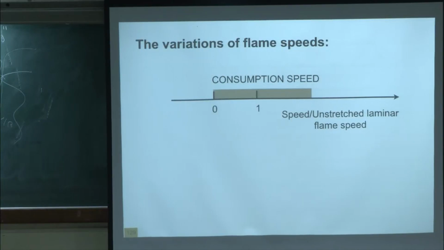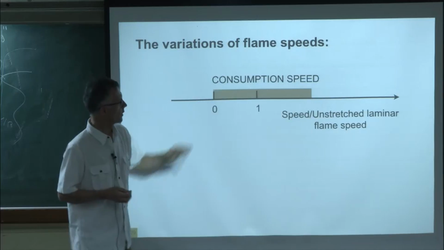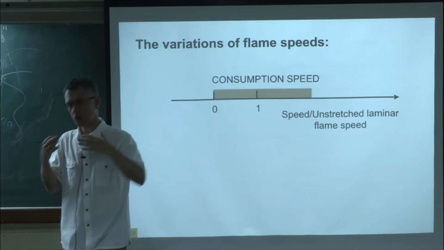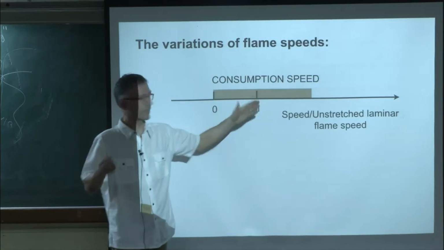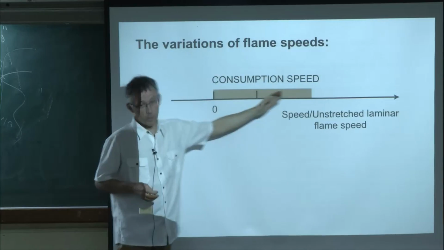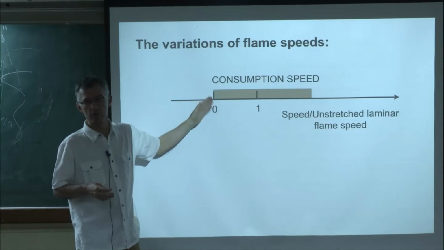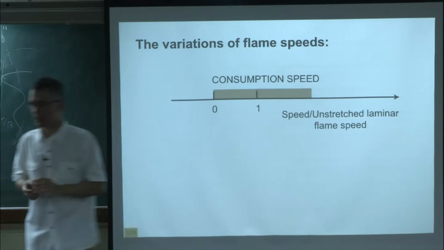So a last disturbing example, if you compute consumption speeds in a DNS, typically, you will find that you have one, which would be the unstretched laminar flame speed, 40 centimeters per second, for example, for methane. And you can have a little bit more. I will tell you why in a second. And if you quench the flame, you can have zero. That makes sense. Okay? If you have no combustion, consumption speed goes to zero.